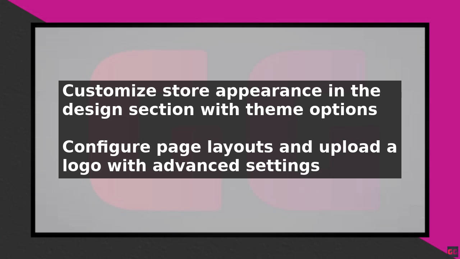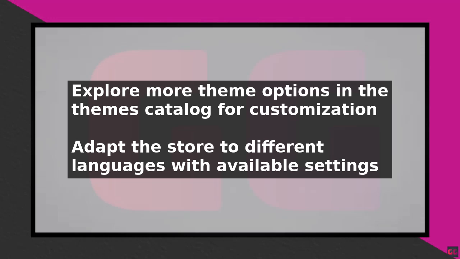To customize your store's appearance, navigate to the design section, where you can find theme and logo settings, as well as options for catalog, email, page positions, and image settings. Within the theme and logo section, you can configure your page layouts, access advanced customization options, and adapt your store to different languages. You can also upload your own logo and choose from various themes.